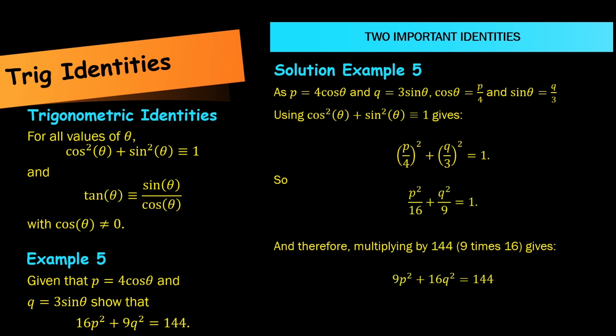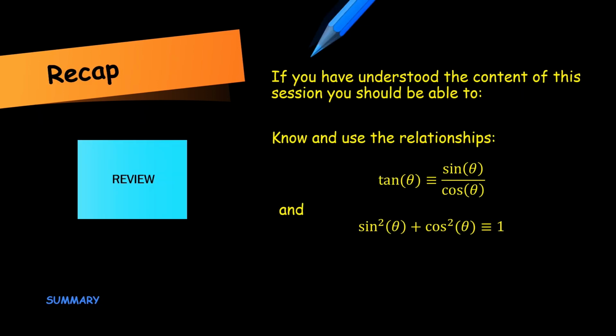This brings us to the end of this session. If you have understood its contents, you should be able to know and use the relationships tan is identical to sine over cos, and sine squared plus cos squared is identical to 1.